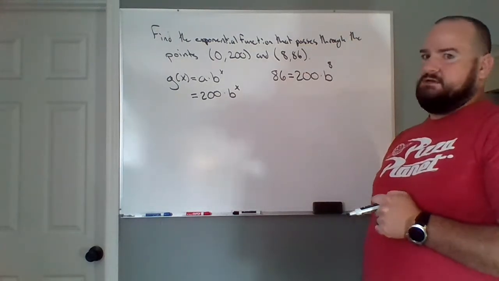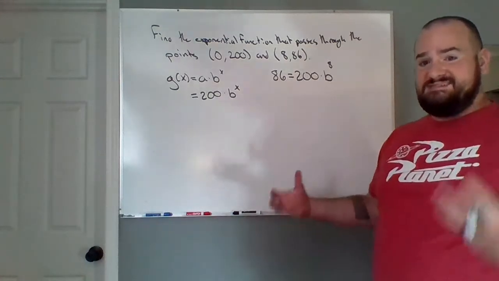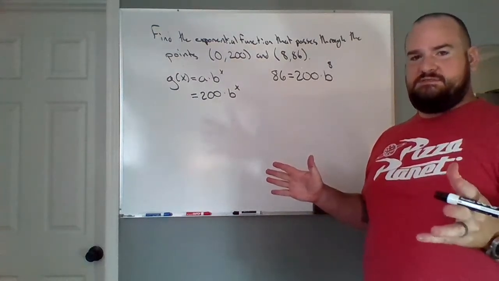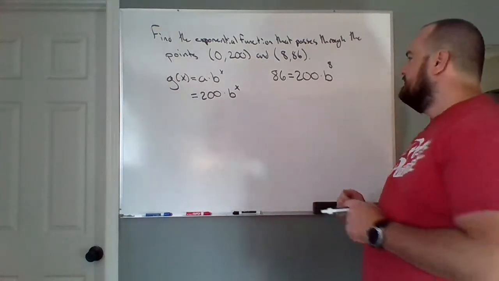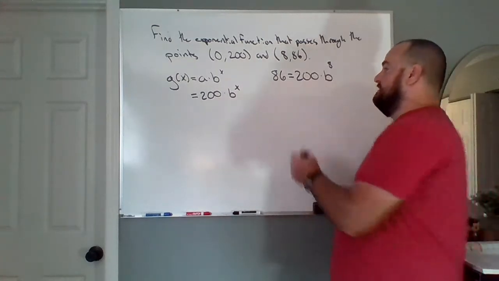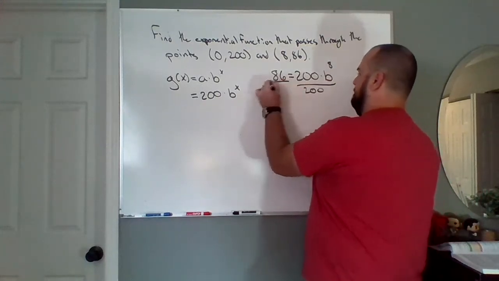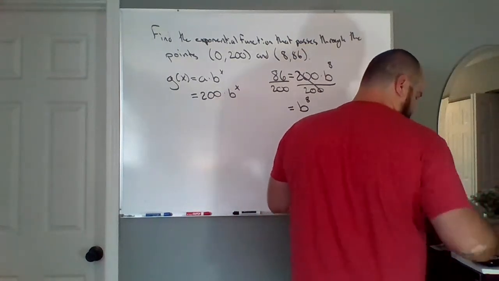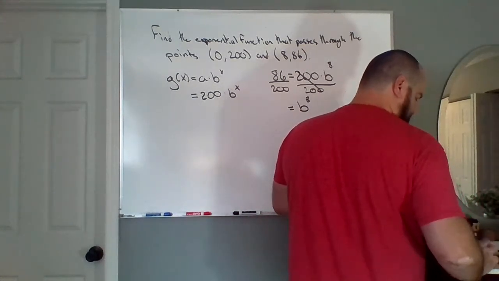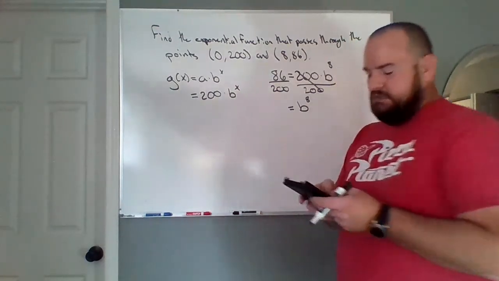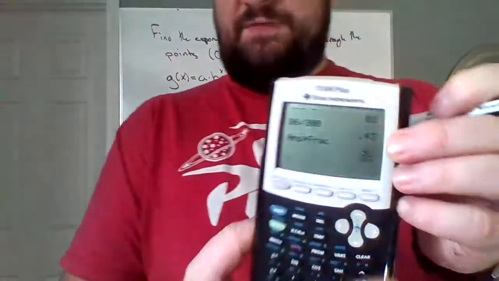Now you may be looking at this going, oh my gosh, there's an 8th and 200s and 86, but let's just relax. Breathe out the stress and let our calculators help us. We do the same thing we did last time. I am going to need to get this b by itself, so I divide by 200. B to the 8th equals 86 divided by 200. We get 0.43. Now, if I convert that to a fraction, it's 43 over 100.